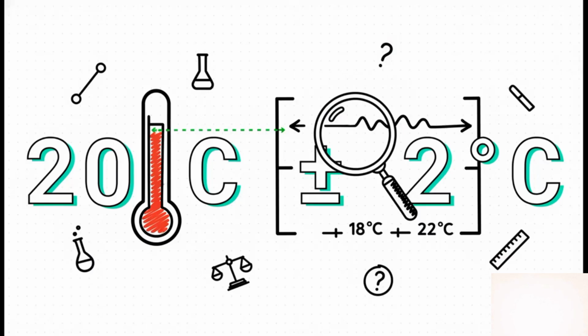For instance, if you see a temperature written like this, it doesn't mean the reading is wrong. It means the measured value was 20 degrees Celsius, and the scientist is very confident that the real, actual temperature is somewhere between 18 and 22 degrees. It's a statement of confidence, not a mistake.